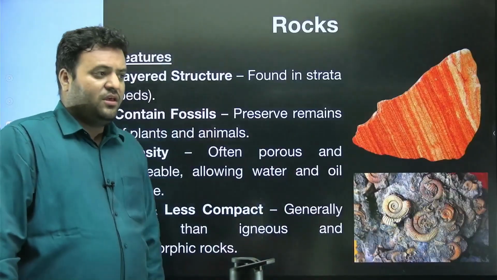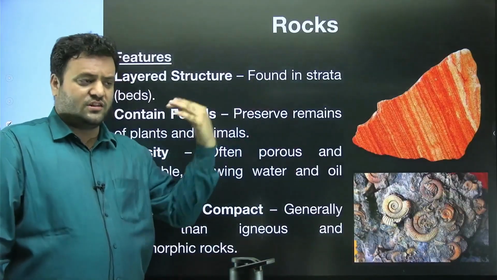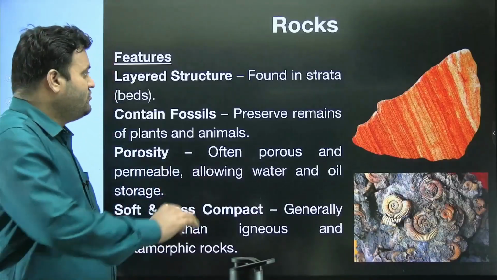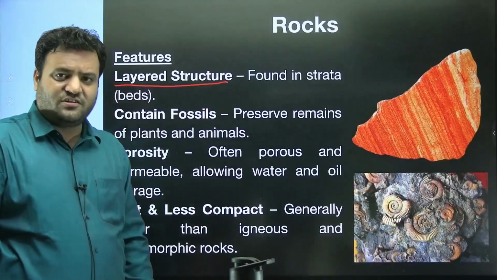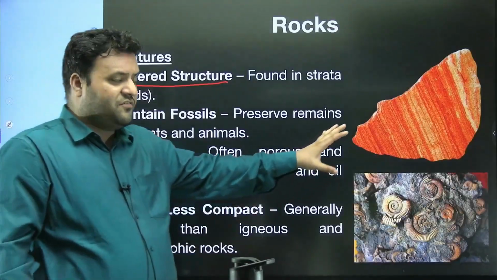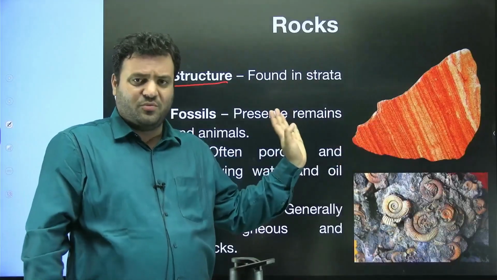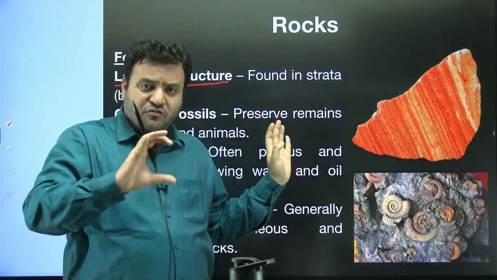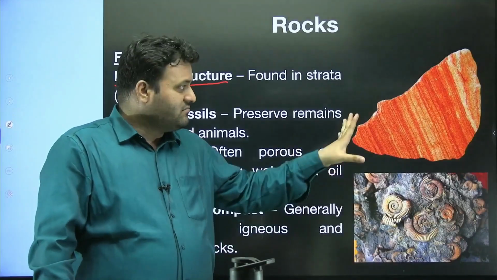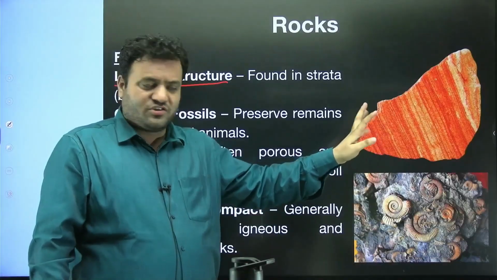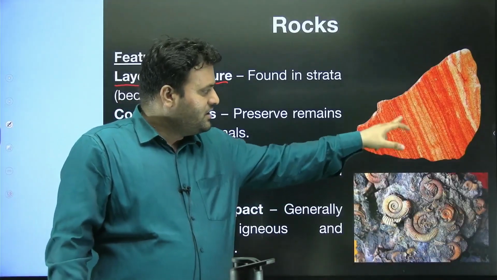Moving ahead, if you see the structure, the main feature of sedimentary rocks is that they are comprised of a layer-wise structure. You will see a perfect layer-wise structure, whereas in igneous rock you might have seen that there is uniformity throughout the structure. Okay? But here there is no uniformity throughout the structure. You can see that we have layers.